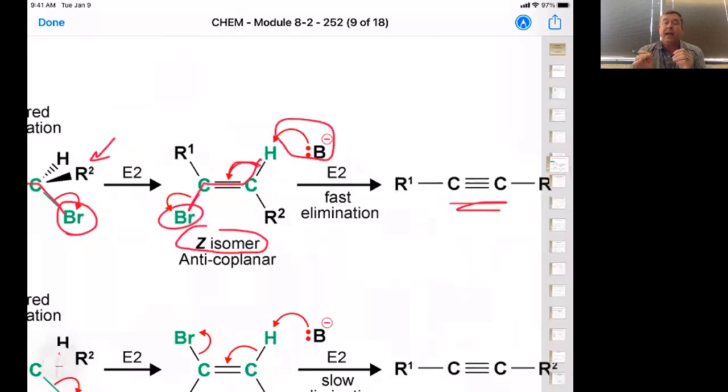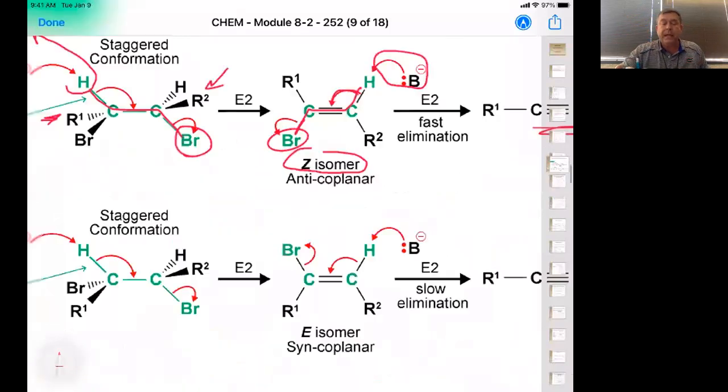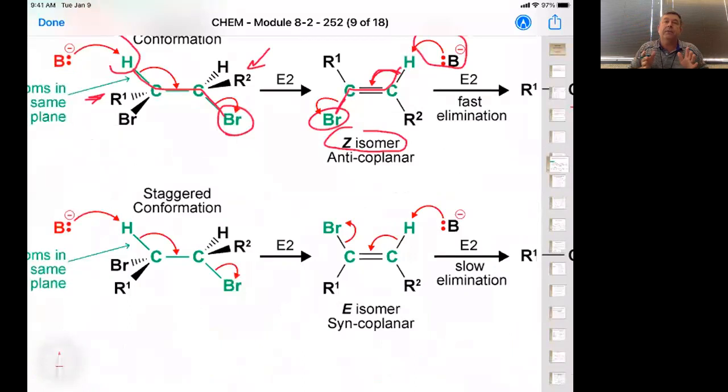Now, whenever we have that hydrogen anti, or like on the end of a chair to the halogen or whatever's leaving, it's always a faster reaction in E2. However, we can have a different conformation happen. If we rotated and used a different hydrogen for the system, okay, interesting.